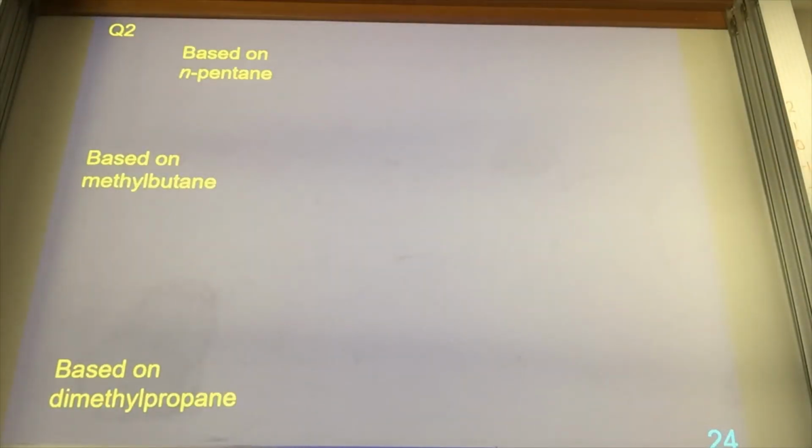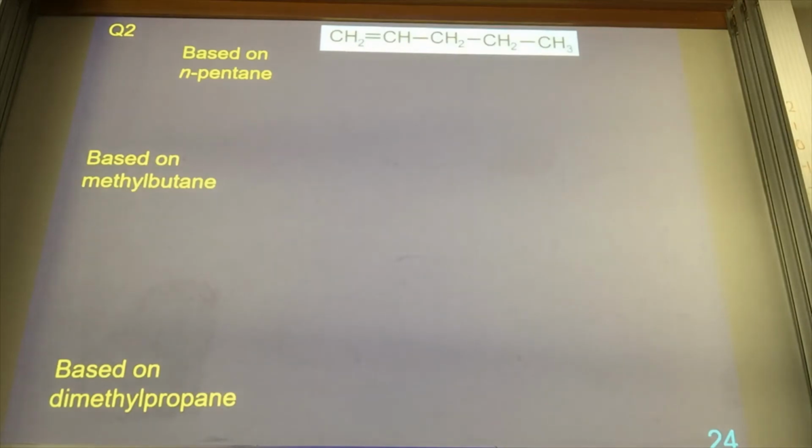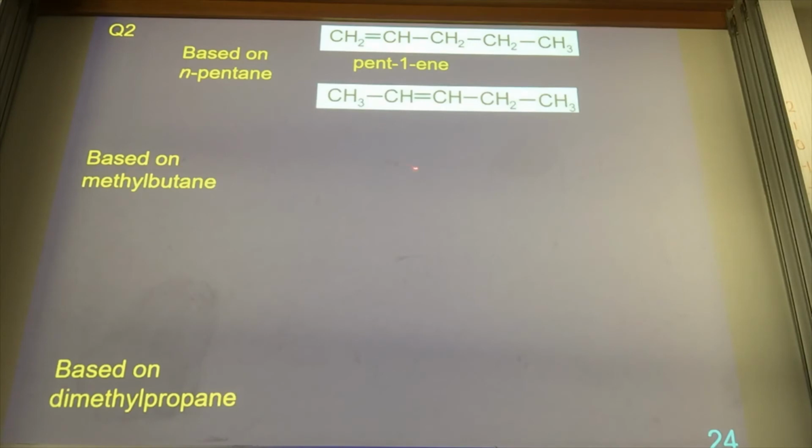Okay, so we start off with the isomers of the parent alkane, so n-pentane, 5 carbons in a row. Where are all the different places we can put the double bond? Well, carbon number 1, pent-1-ene, carbon number 2, pent-2-ene, and that would be pent-2-ene as well, of course. Then we can try methyl butane.